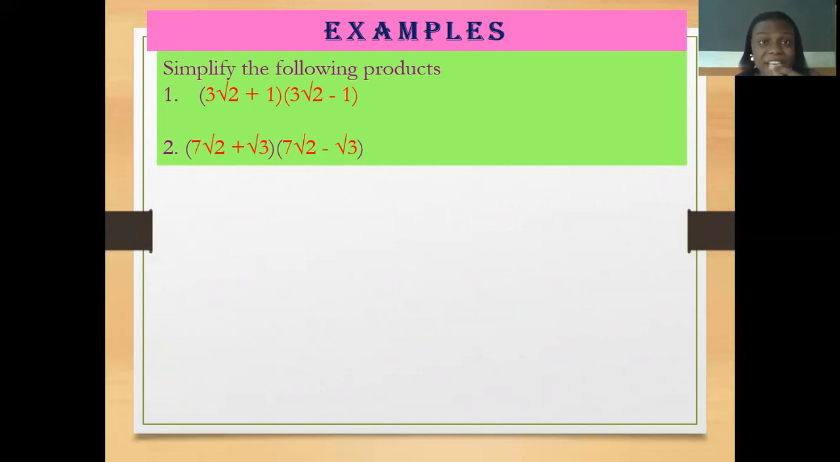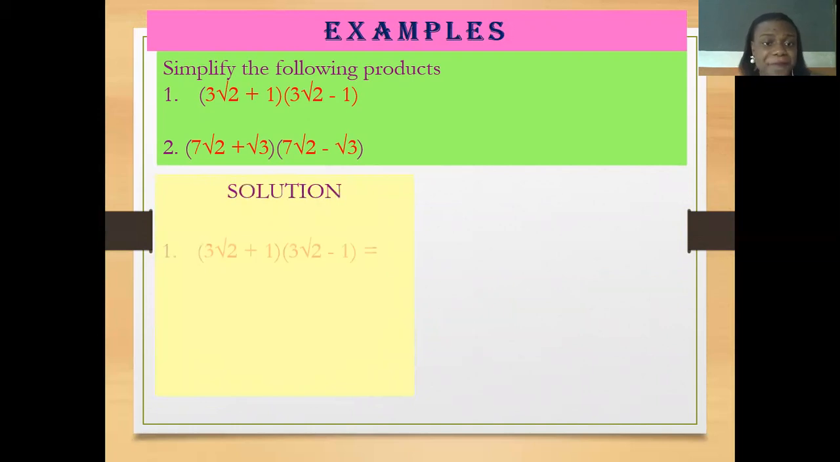Now, from observation, you would notice that the surds in number 1 are conjugate surds. The only difference between the two brackets is that one is plus and one is minus, so they are conjugate surds. The same thing applies for number 2. They are also conjugate surds. So in this case, all you need to do is go straight and just square each term and subtract. Let's look at what I'm saying.